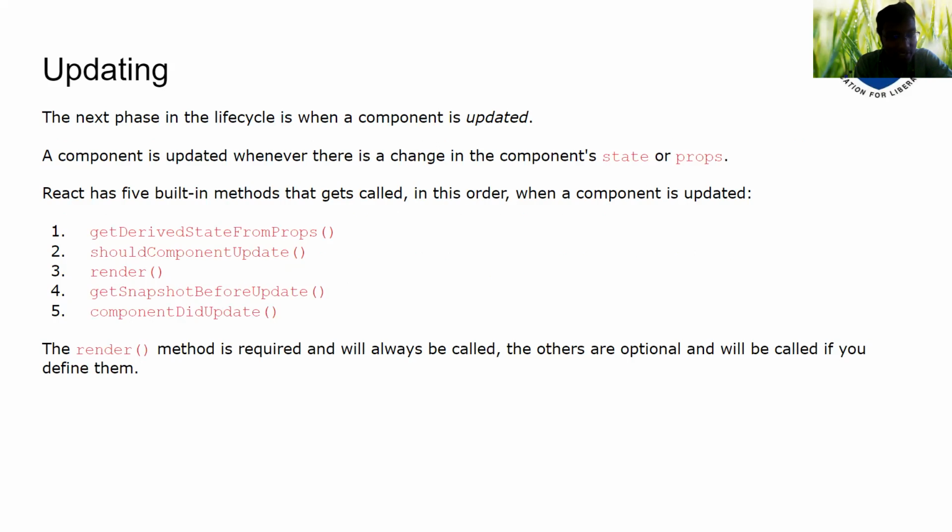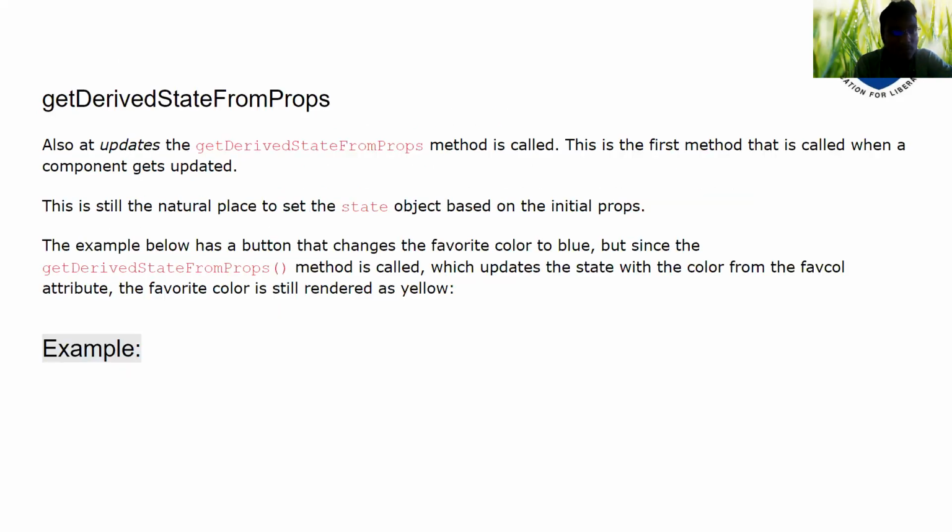componentWillReceiveProps. It is invoked when a component receives new props. If you want to update the state in response to props change, you should compare this.props and nextProps to perform state transition by using the this.setState method. getDerivedStateFromProps. This method is called first when a component is updated. This is still the natural place to set the state object based on the initial props.